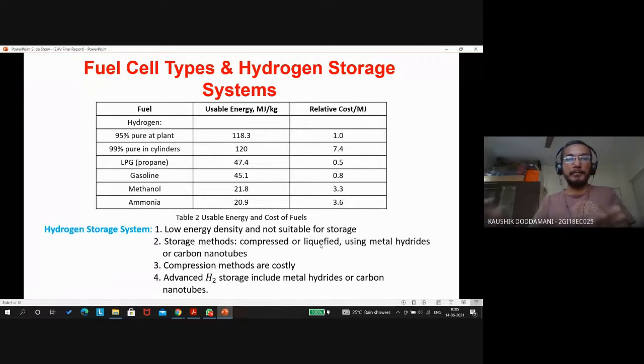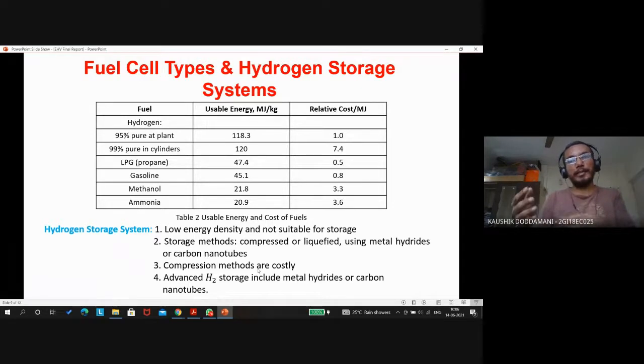I just mentioned that the compression method is costly. Why? Because the textbook author Iqbal says that compressing hydrogen requires several hundreds of atmospheres, and it also requires refrigeration to about cryogenic temperature. Cryogenic means very, very low temperature. On the other hand, the method of storing which involves metal hydrides and carbon nanotubes requires just several tens of atmospheres for compression.